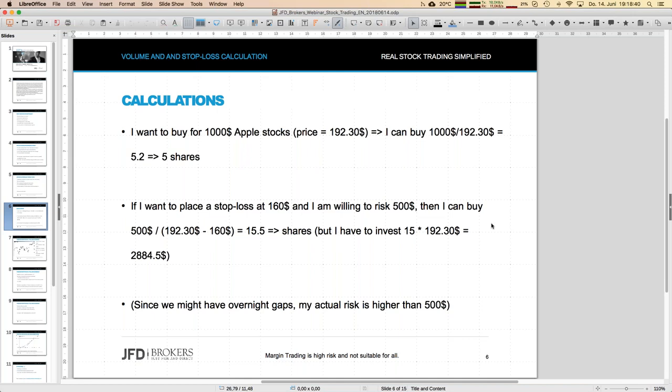Then I can buy a little bit more shares. The calculation is straightforward: 500 divided by 192 minus 160, and I can buy 15 shares. Well, that's nice. I can even buy more, and I'm still willing to risk $500. But the downside is still my investment sum. So the money I block with that Apple stock is close to $3,000 because I have to buy 15 shares. So the invested money is close to $3,000. My risk is $500 if I place my stop loss at 160. So that's the kind of calculation you do here. It's straightforward.